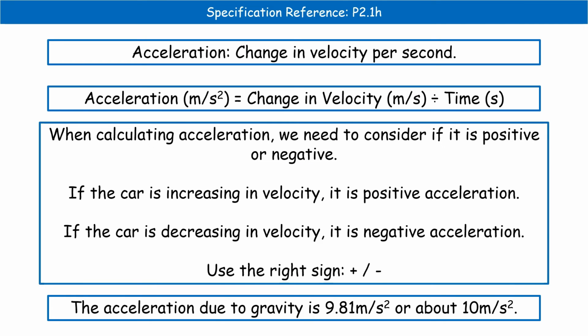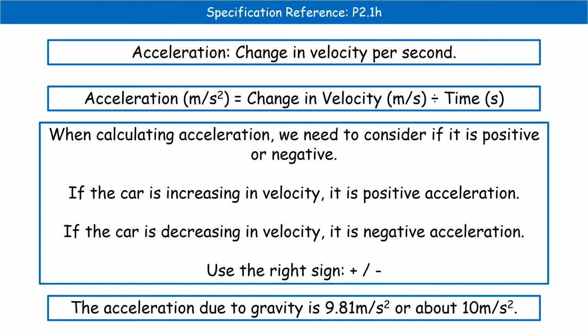The next term we need to understand is the word acceleration. Now, acceleration, quite simply, is the change in velocity per second. Formula on the formula sheet to calculate it, change in velocity divided by the time. Just remember to check the time is in seconds for this one. Sometimes they could give it to you in hours or minutes, so you may need to convert.